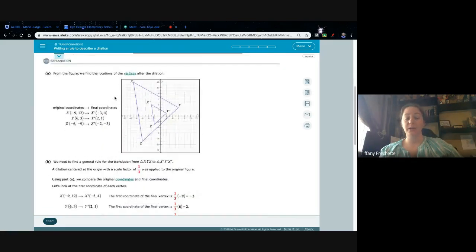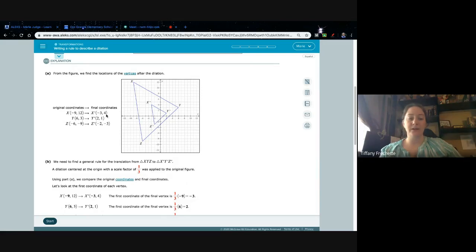I'm going to scroll down here because this is the explanation. Here are the three coordinates. They went through and found the three coordinates for X, Y, Z. And then we can look at the relationship here. We have -9 and 12, and that goes to -3 and 4. If I look at 9 and 12, can I divide by something to get down to 3 and 4? Sure I can. I can divide by 3. -9 divided by 3 is -3. 12 divided by 3 is 4.